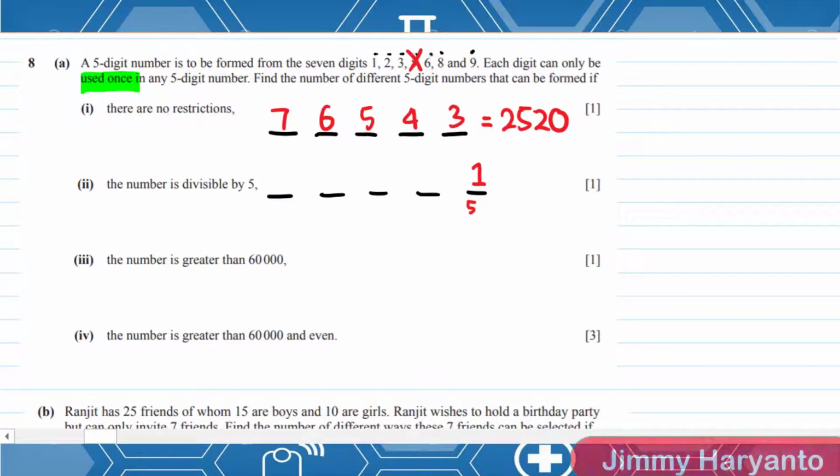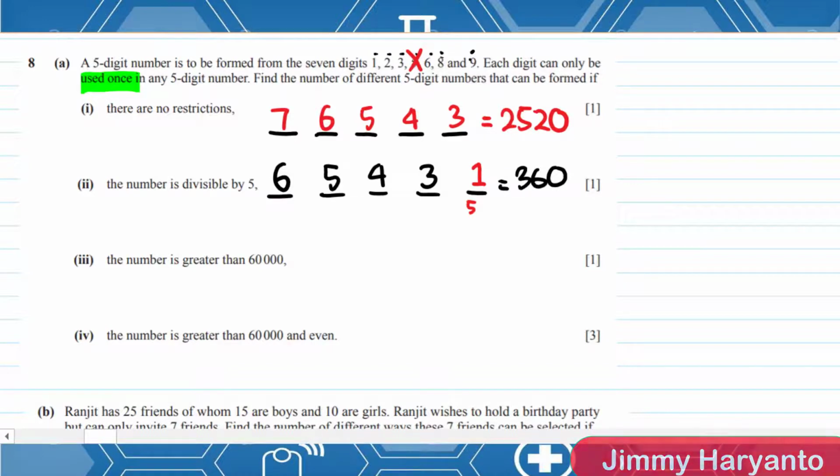At the front, 1, 2, 3, 4, 5, 6. Only 6 digits, 6 possibilities. And then this one will be 5, 4, 3. It always decreases because we can't use them again. The ones we've already used can't be used again, so it decreases by 1 each time. And then 6 times 5 times 4 times 3 equals 360.